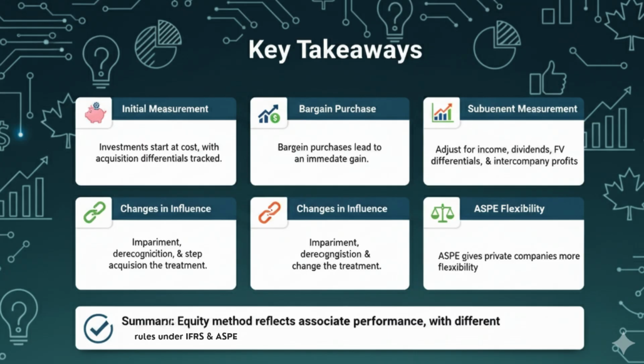So here's the big picture. Investments in associates start at cost, with acquisition differentials tracked. Bargain purchases lead to an immediate gain. Each year we adjust for income, dividends, fair value differentials, and intercompany profits. Impairment, derecognition, and step acquisitions change the treatment, and ASPE gives private companies more flexibility. If you can walk through an example covering these areas, you'll be well prepared for exams and professional practice.